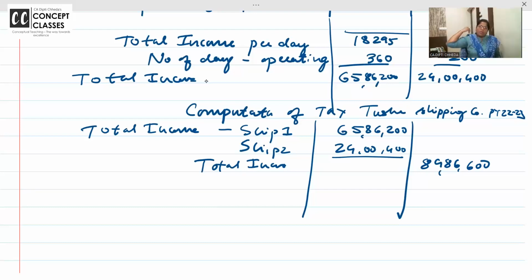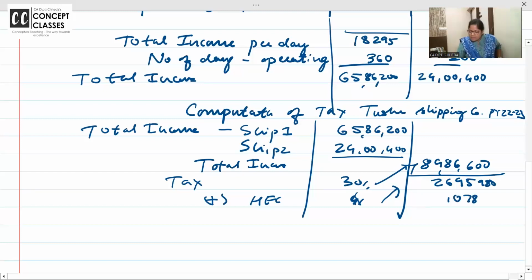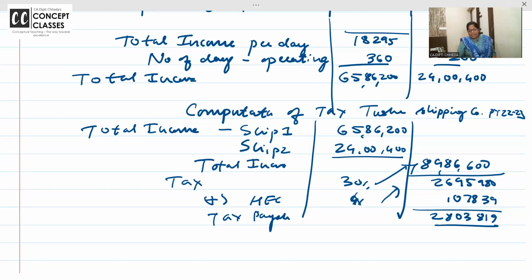If the total income crosses 1 crore, then we will put the surcharge of 7%, and at 10 crore, 12%. You remember the surcharge rates, so for now we will directly charge tax at 30% on this. 30% comes to 26,95,980. Put it in memory. And 4% on it is health and education cess. I hope it is clear to everyone why surcharge was not applied. Health and education cess at 4% is 1,07,839. Add it in the memory and you get the tax paid: 28,03,819. Done. They can ask you this for 4 marks or 6 marks.